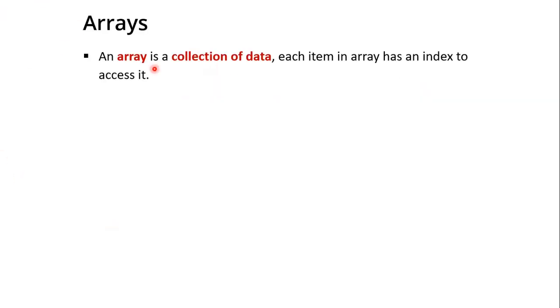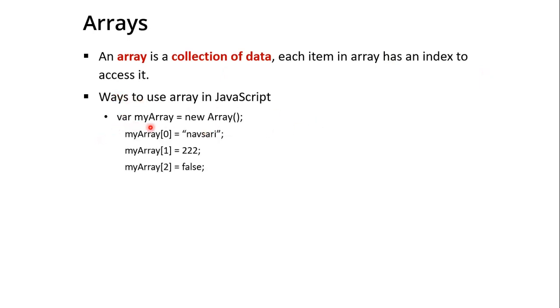Arrays, a collection of data. An array is a collection of data. Each item in an array has an index to access it. Now the way to use an array in JavaScript: myArray is equal to new Array. myArray at the 0 position, 1 position, 2 position. So you can use an array in JavaScript. You can write like this, in double quotes the value, "Surat", it is a string, then an integer value, and this is a boolean value.